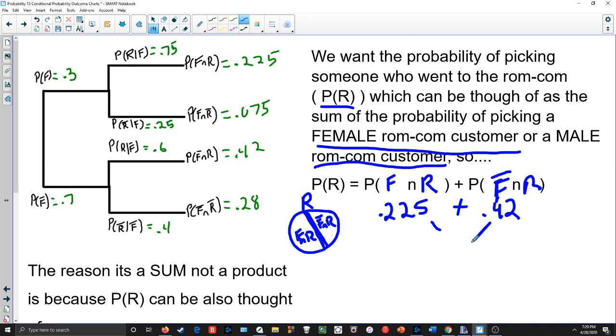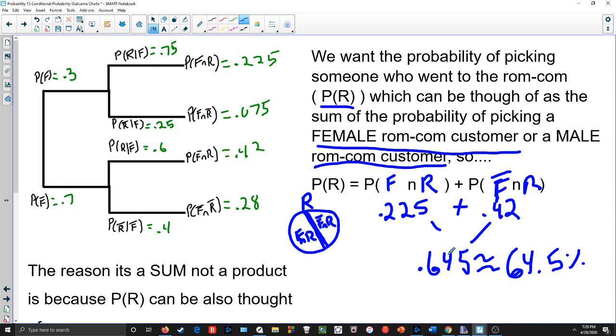So if we add these together, we get 0.645, or roughly a 64.5% chance of picking somebody who saw a romantic comedy. Which, again, you can do 1 minus this to get the chance of picking somebody who saw the war film, whether they be female or male.